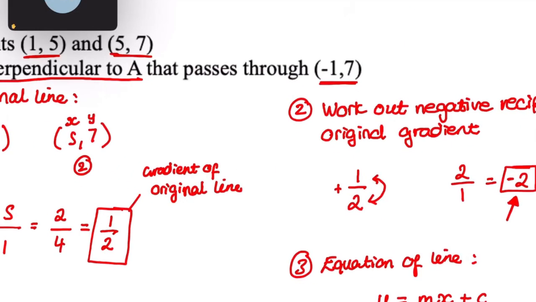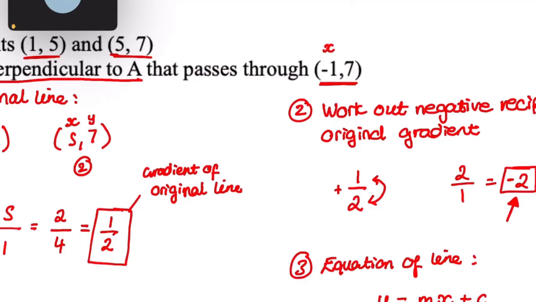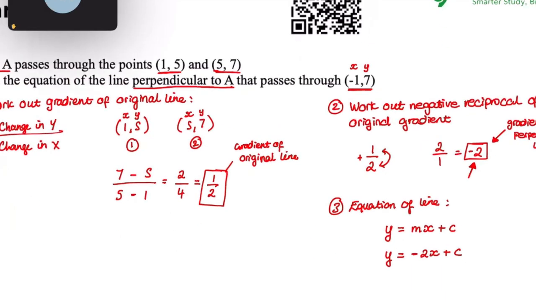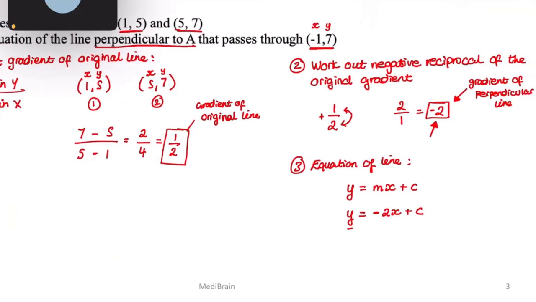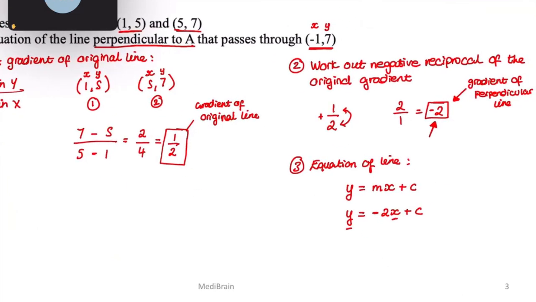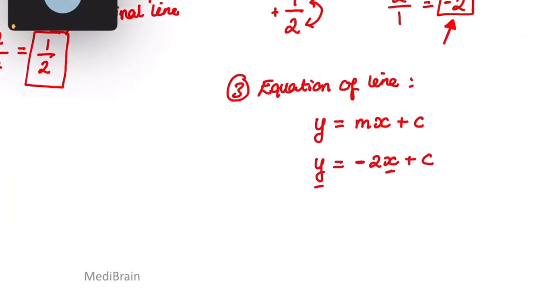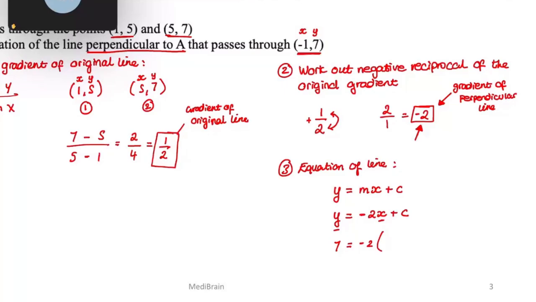Okay, so again, the first number is the x coordinate and the second number is the y coordinate. So in this equation, we also have an x and a y. We have a y over here and an x over here. So we're going to replace those letters with a number. So we know that y is equal to 7. So instead of y, we're going to write down 7 is equal to minus 2. And then instead of x, we're going to write down minus 1, as you can see over here. And then we're going to have plus c.